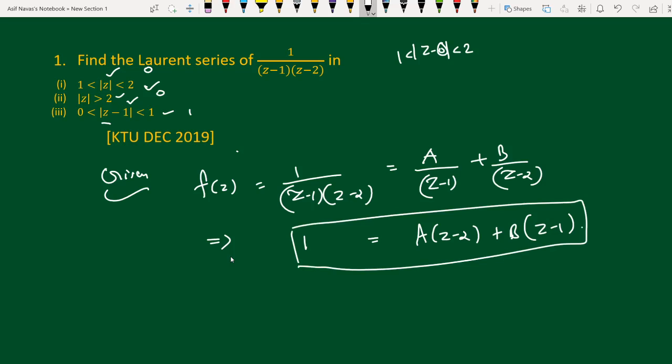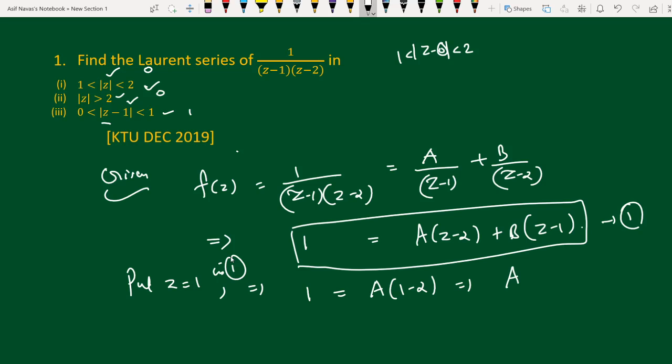Now we will find a and b. Put z equal to 1 in equation number 1. Then 1 equals a into 1 minus 2, so minus a equals 1, therefore a equals minus 1. Similarly put z equal to 2 in equation number 1, then 1 equals b. So b equals 1.